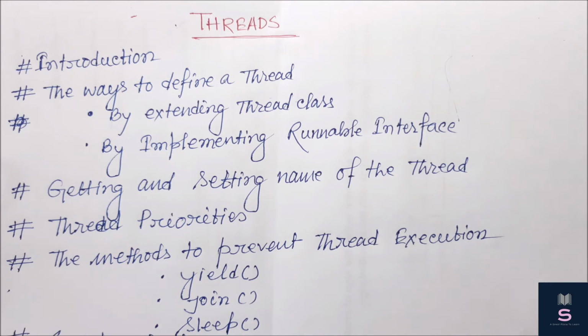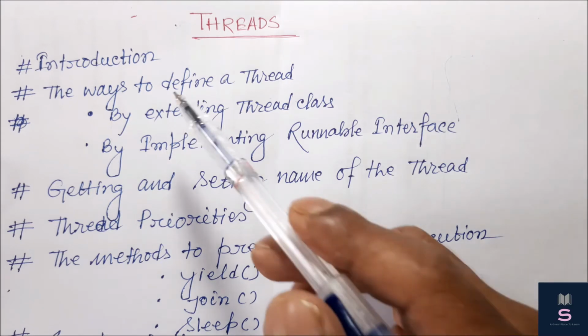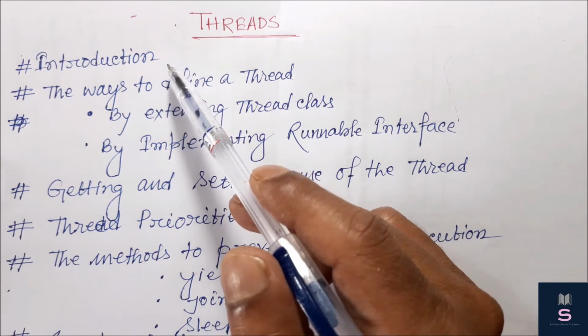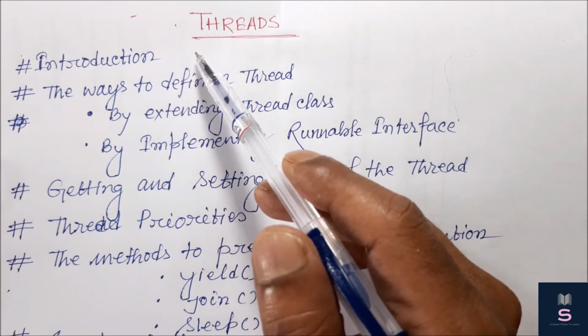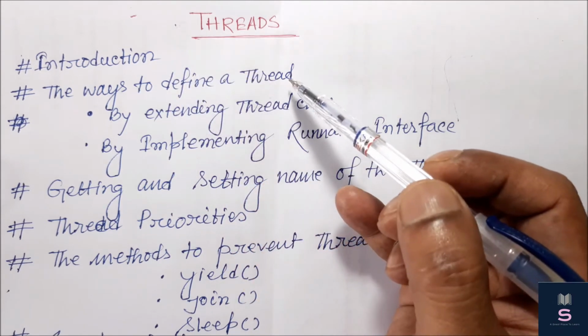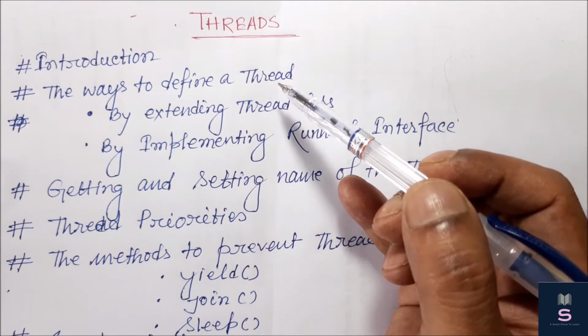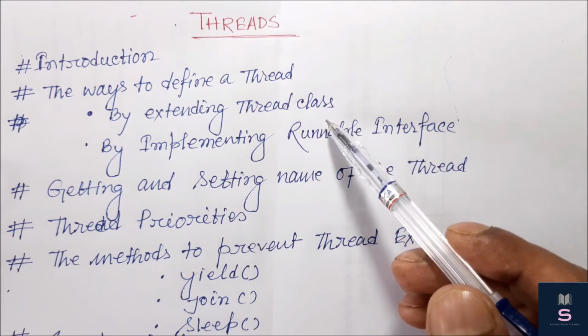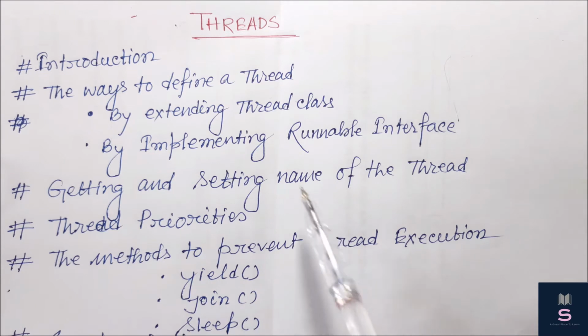So in this chapter, I will cover the introduction of thread, the basic concept of multithreading, and the way to define a thread. We can define a thread by two approaches. One approach is by extending the Thread class, and the second approach is by implementing the Runnable interface. Which one is the best, and which approach we will use, we will discuss in detail when we discuss this topic.